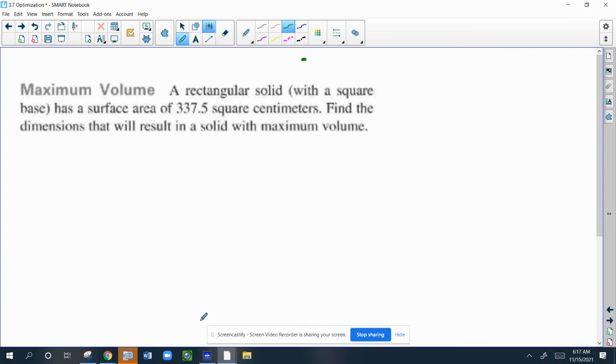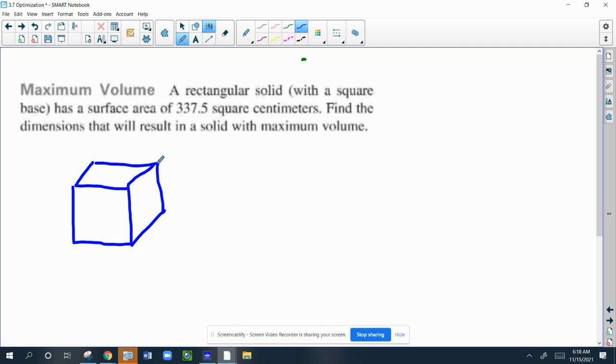Okay, here is an optimization problem example. It's the maximum volume of a rectangular solid with a square base. So I guess we'll start by drawing this thing. It's going to look like a box. It's always a good idea to draw it.